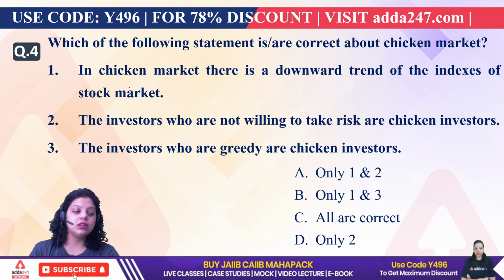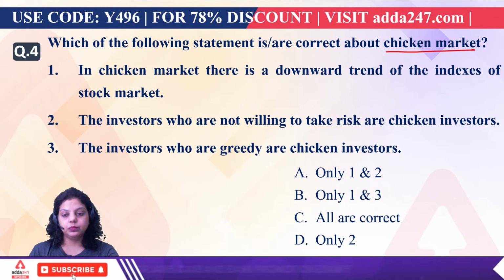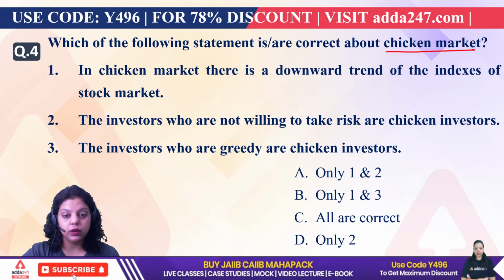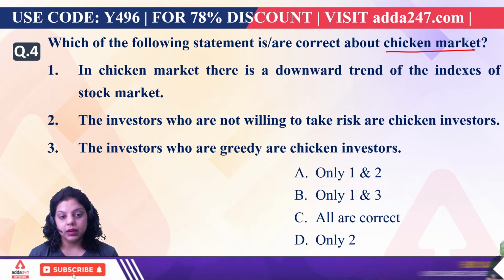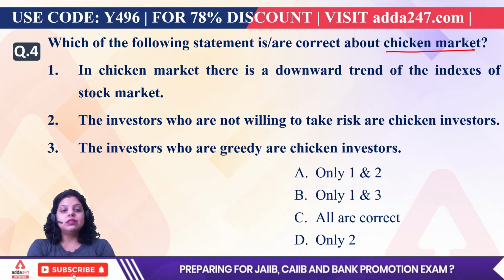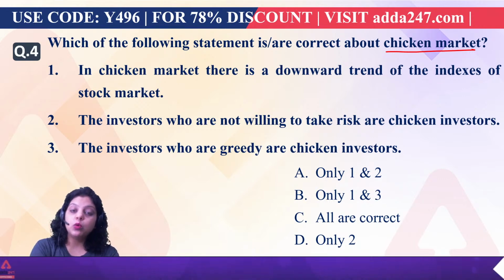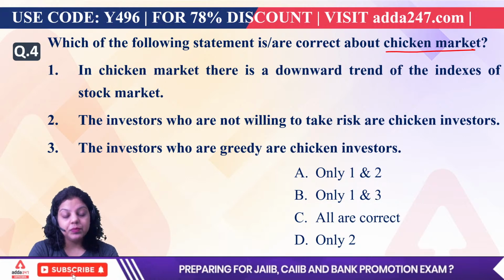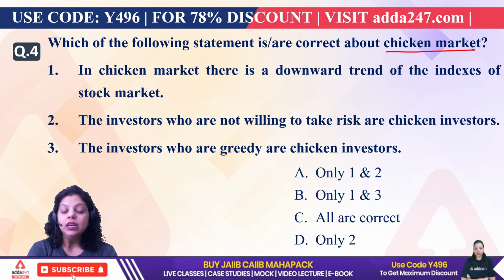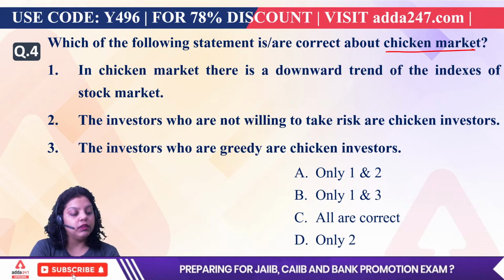The fourth question is: which of the following statements are correct about chicken market? So the question is about the capital market. The first statement is saying that in chicken market there is a downward trend of the indexes of a stock market. The second is saying the investors who are not willing to take risk are chicken investors. The third is saying the investors who are greedy are chicken investors. So which of the following will be correct?